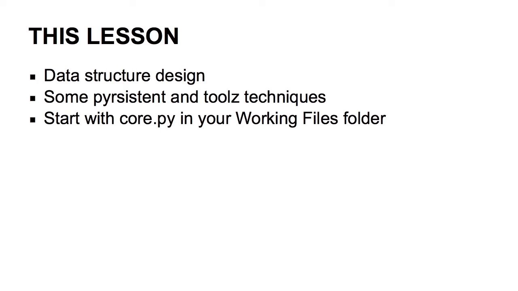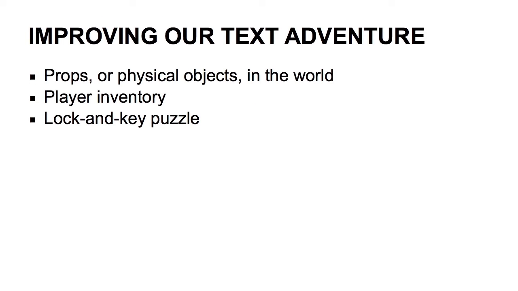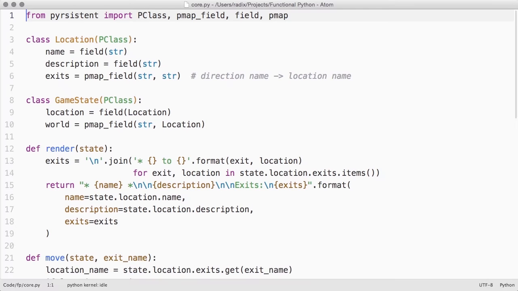We're going to add a couple of features to the game's codebase. I want to introduce more dynamic features to the data model of our objects, since that's usually the point of contention when it comes to functional programming. How do we change things when we can't mutate state? First, we're going to implement the idea of props that exist in locations in our game world. Then we'll implement an inventory for the player so we can pick up those objects. And finally, we'll implement a simple lock and key puzzle that requires the player to find a key before they can go through an exit.